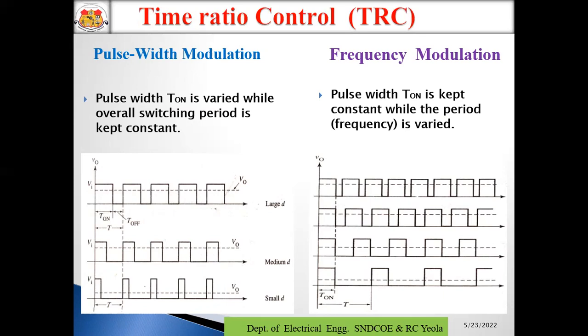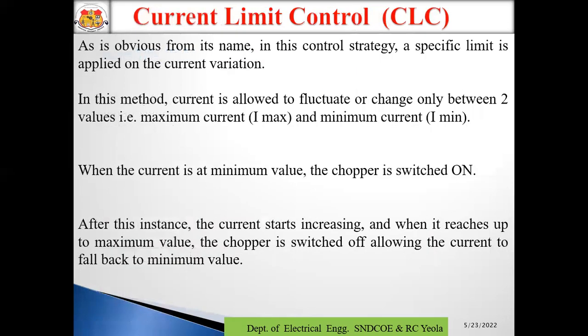Here this is V0, and these are the different figures. We keep the T on time constant and we vary the T off time. In the first graph, you can observe that the T off time width is less as compared to this T off time. This one is more, greater than that, and this one is larger still. So this is the variation of the T off time. These are the basic differences between pulse width modulation and frequency modulation.